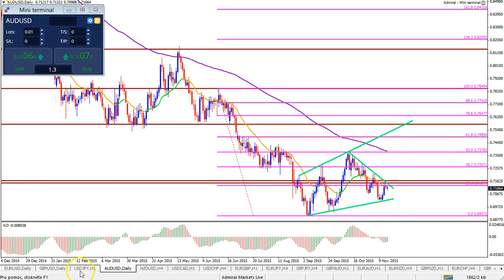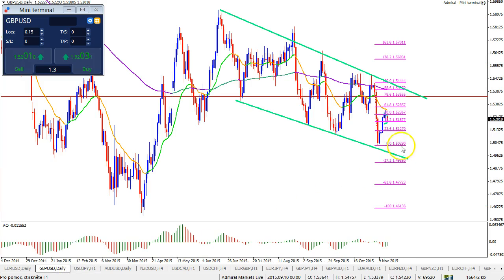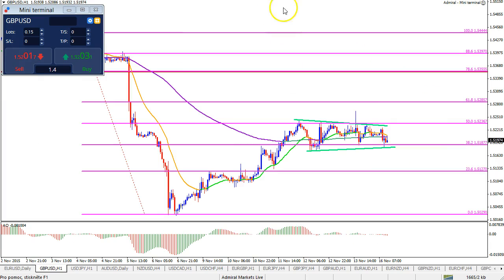That is different with, for instance, the pound USD. If it breaks, I would take the break right away because we're looking at an hourly chart with good momentum to the downside. So I'm more confident here in a breakout to the downside.